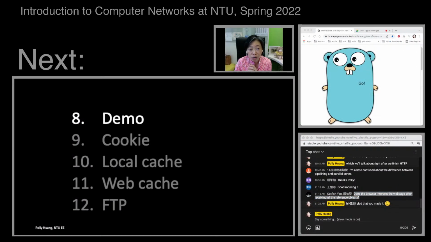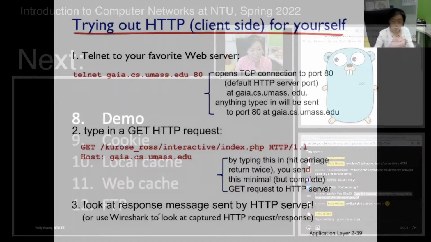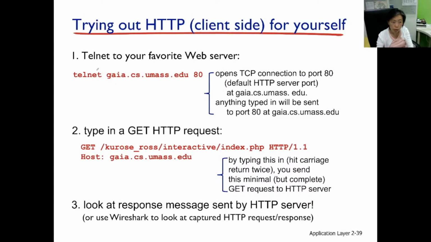Okay, so Polly is going to show you how to send a message and receive a response, and see the content of the request and the content of the response, using this thing called telnet. What I will show you in the demo coming next is to telnet to the favorite web server here, a machine that the textbook author has set up for us. So we'll telnet to gaia.cs.umass.edu at port 80. What it does is open a TCP connection to port 80, where a web server is already running. And anything typed in will be sent to port 80 at this machine.